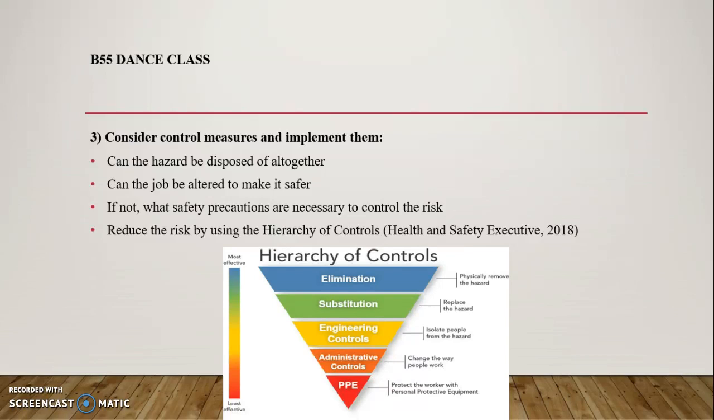Step 3. Consider the control measures and implement them. Can the hazard be disposed of altogether? Can the job be altered to make it safer? If not, what safety precautions are necessary to control the risk? Reduce the risk by using the hierarchy of controls seen below.